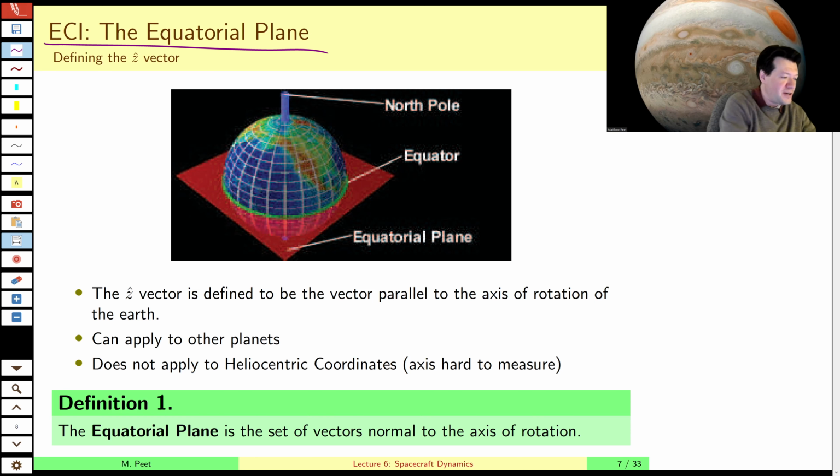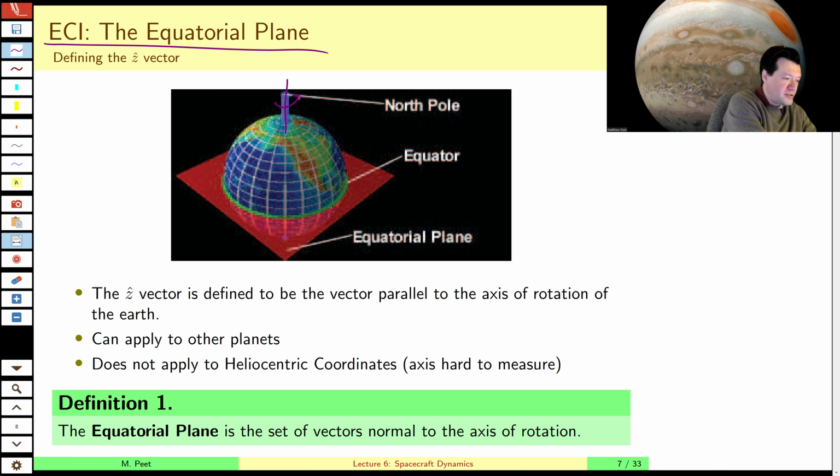And so we define our first fundamental plane to be the equator of the Earth, right? So this red plane here, which of course is defined. There's no equatorial plane if we don't have a rotation of the Earth, right? So what is the equator, right? The equator is the farthest distance from the North Pole, right? Well, what is the North Pole? Well, the North Pole is the rotation axis of the Earth.